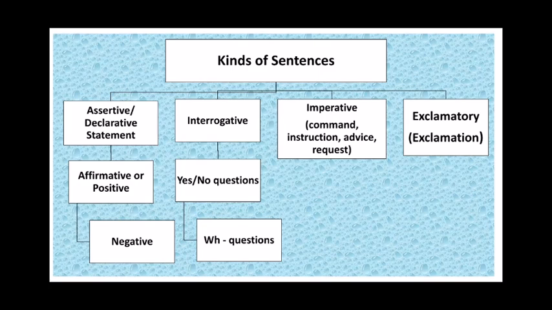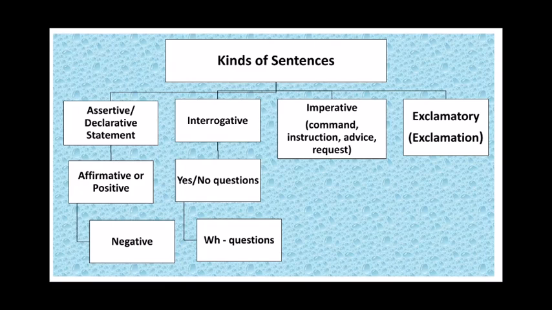So broadly, sentences can be classified into four kinds, that is, assertive or declarative statement, interrogative, imperative or exclamatory. Assertive or declarative statement has two parts, that is, affirmative. Affirmative means positive sentences, and negative. Interrogative too has two parts. One is yes or no questions and WH questions.